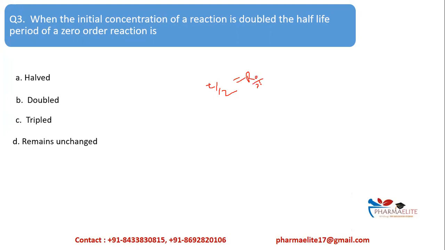So when you say the concentration of the reactant is doubled, obviously the half-life is directly proportional to the concentration. So the half-life will also be doubled. So the correct answer in this case is option B. That is, the half-life is also doubled when you double the concentration for a zero order reaction. Whereas if it was a first order or second order reaction, the answer would have changed.